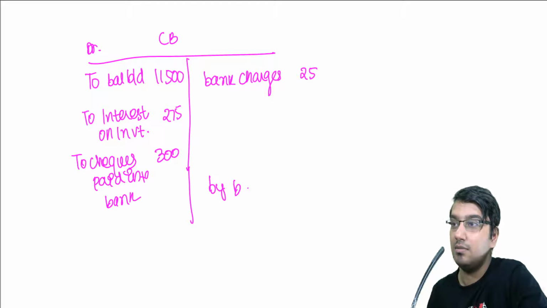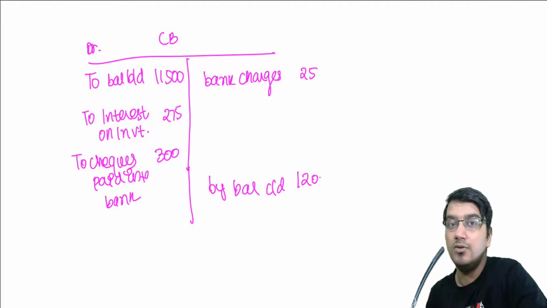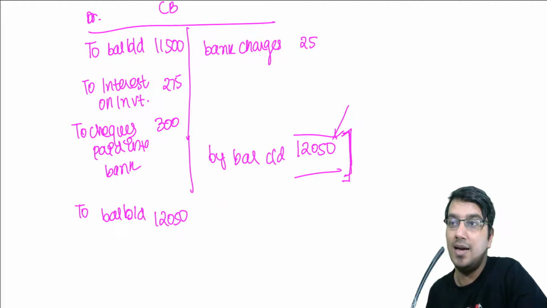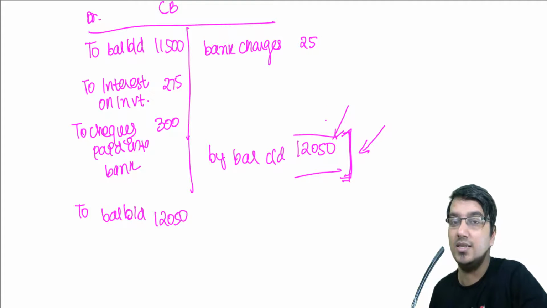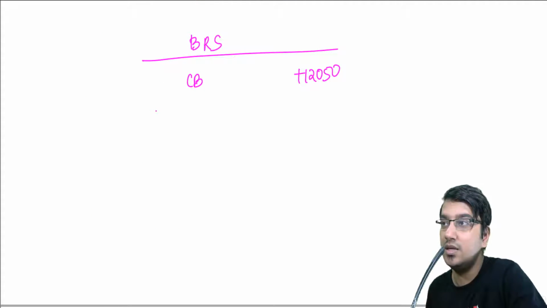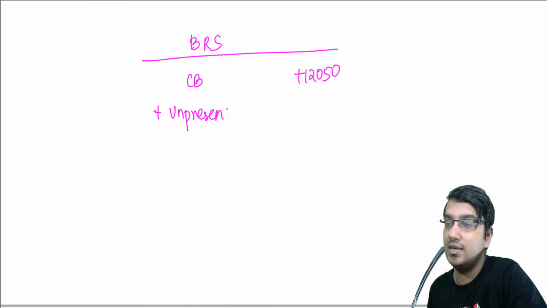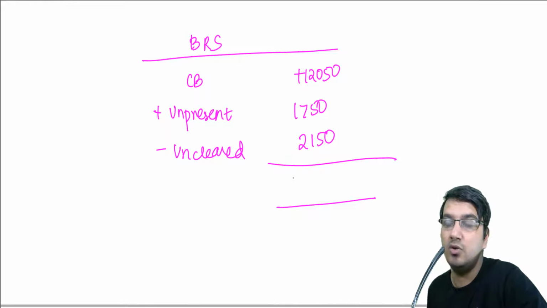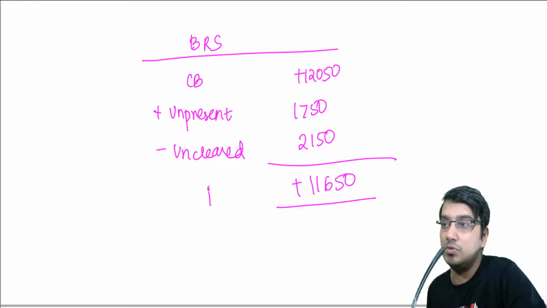This will give us balance CD of what? 12,050. So this is a debit balance. The reason is because the debit side is larger as compared to the credit side. So this comes just to balance, otherwise this is a debit balance. So if we prepare BRS, to this we'll just add unpresented checks and we'll subtract uncleared checks. 1750 and 2150. This will give us a positive 650 passbook balance.